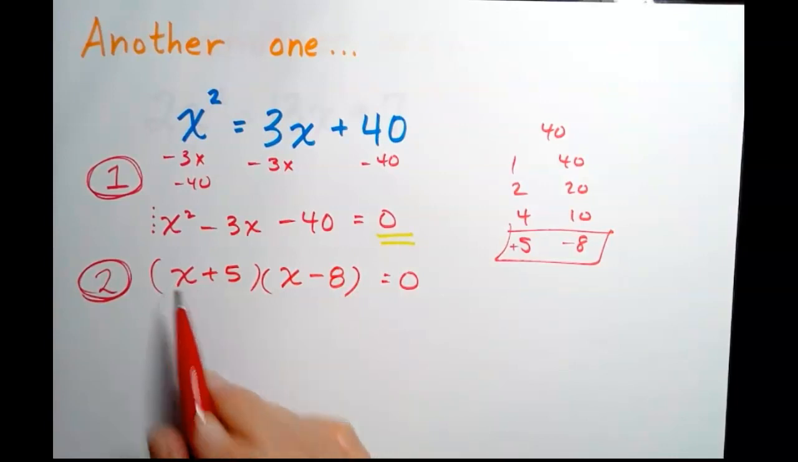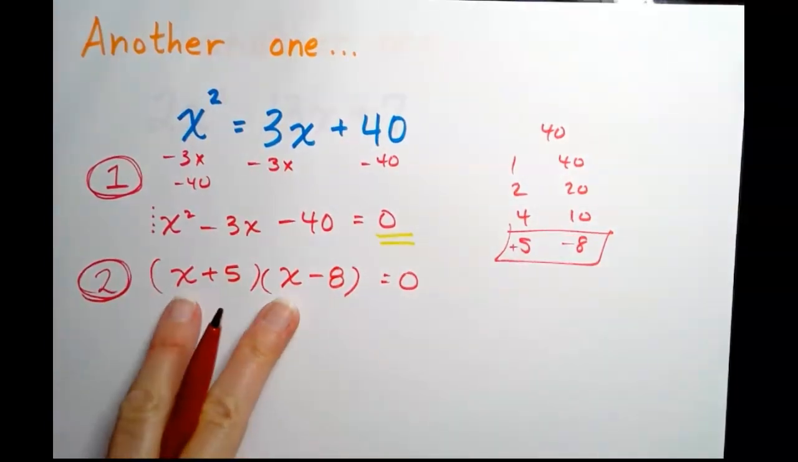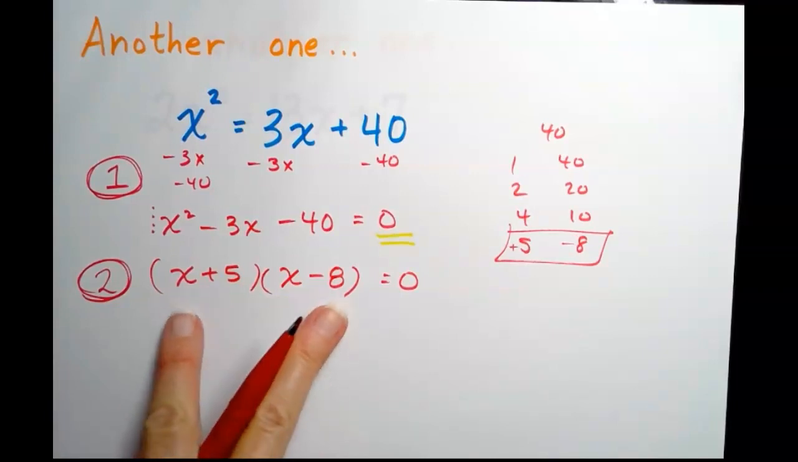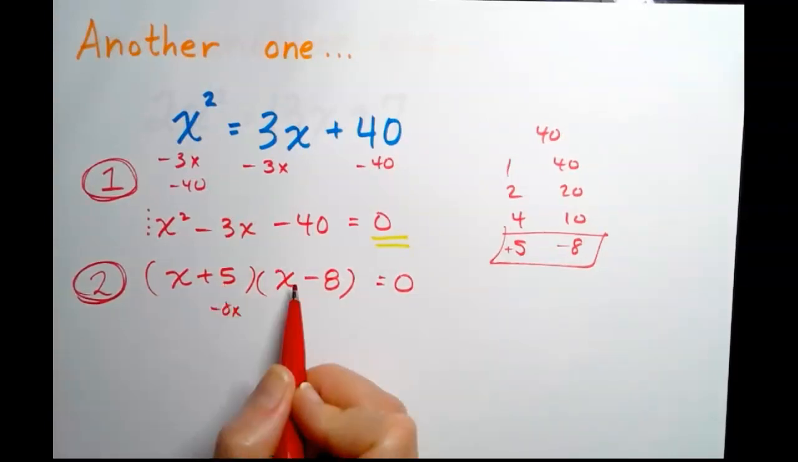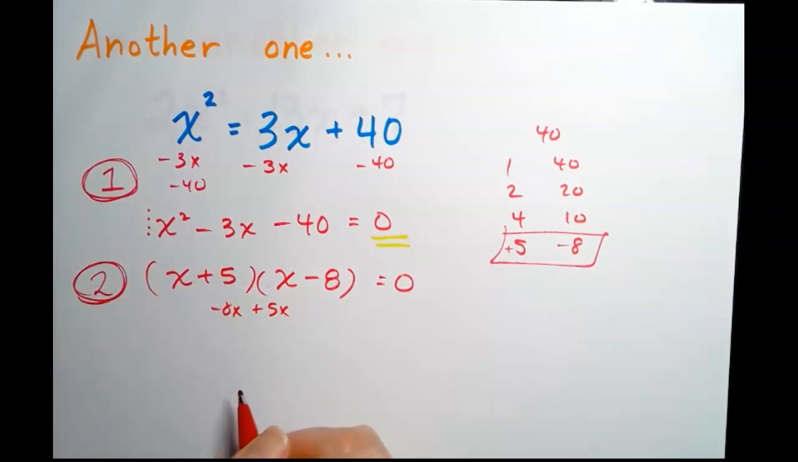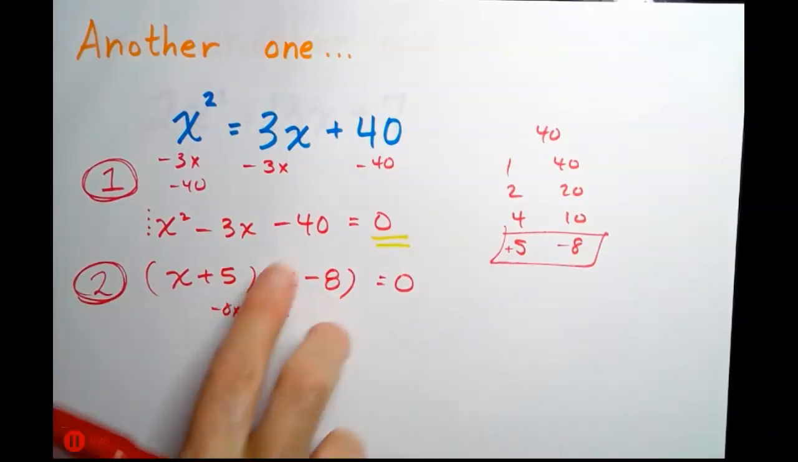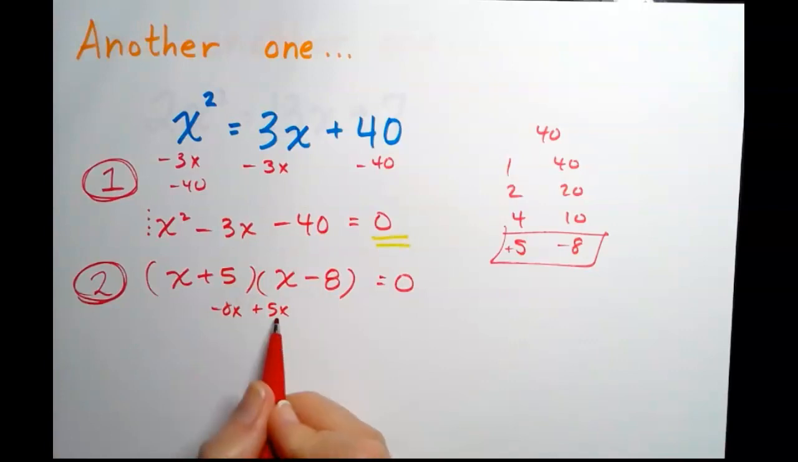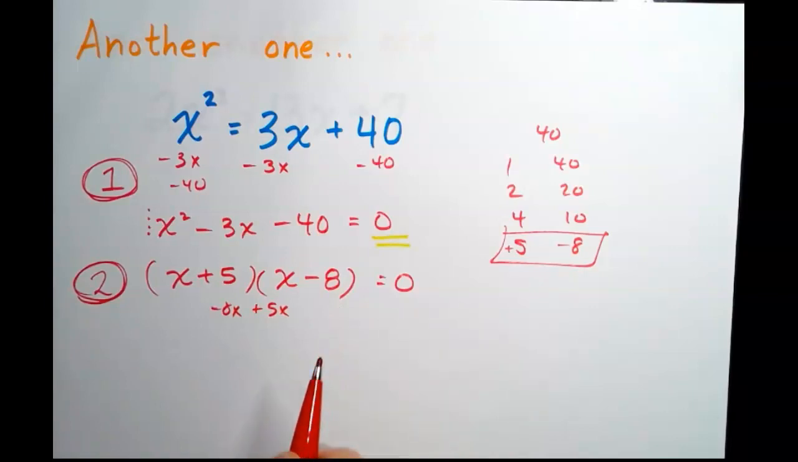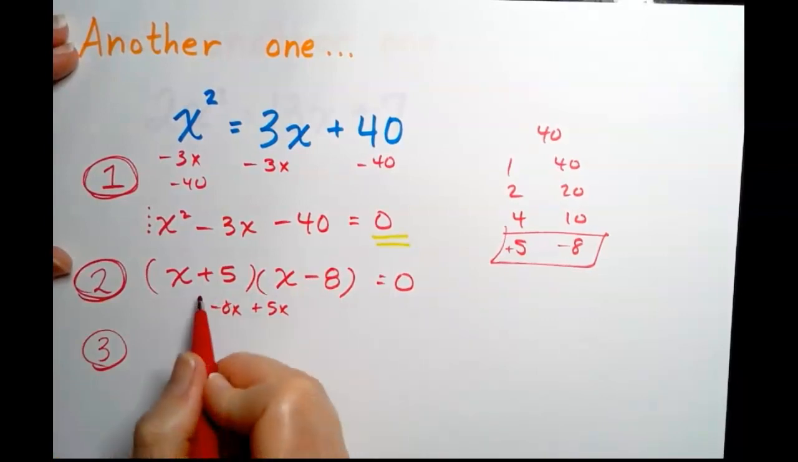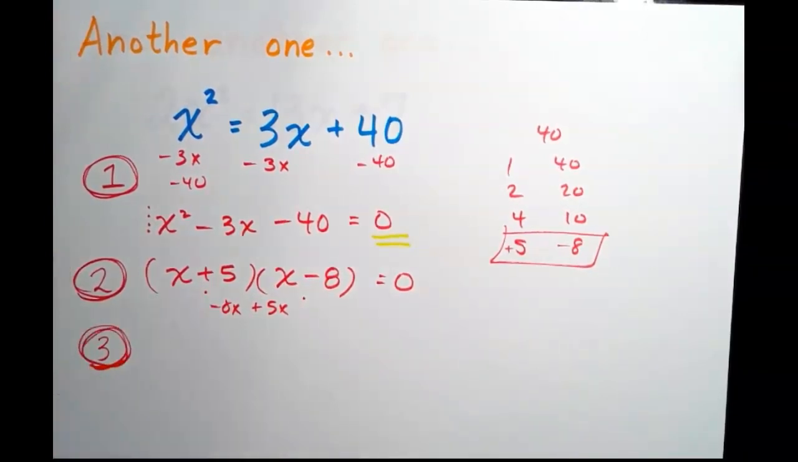So that's our guess. Give it a quick check in your head. X times x is x squared. X times negative 8 is negative 8x. Positive 5 times x is plus 5x. And then lastly, 5 times negative 8 is our negative 40, and negative 8 plus 5 is where we get the negative 3. So our factors are correct. Our guess is correct. Step 3, set each factor, we've got 1, 2. Set each factor equal to 0 and solve.